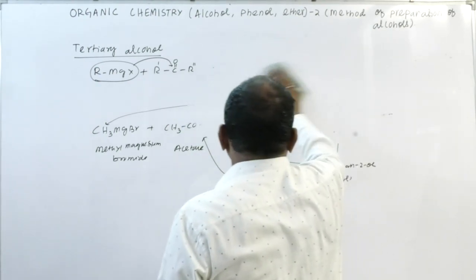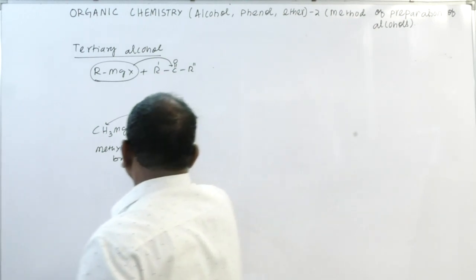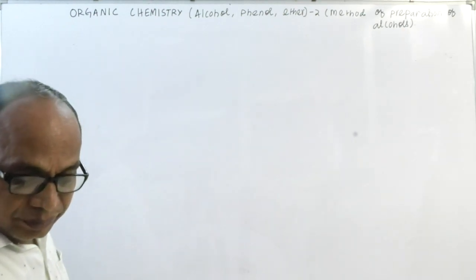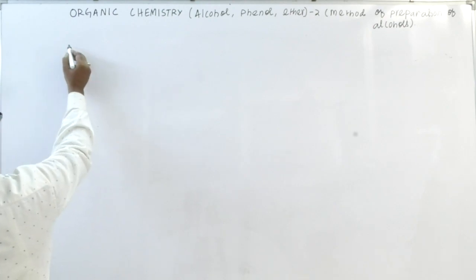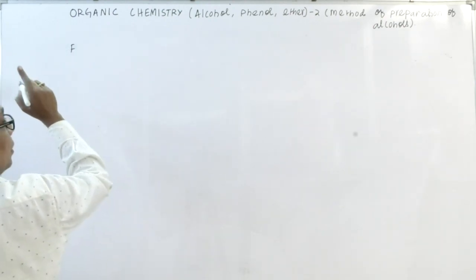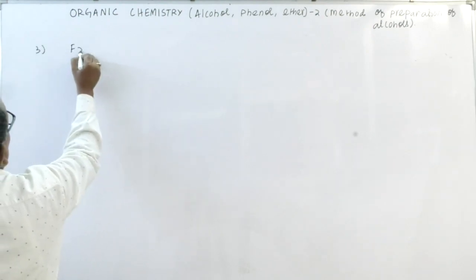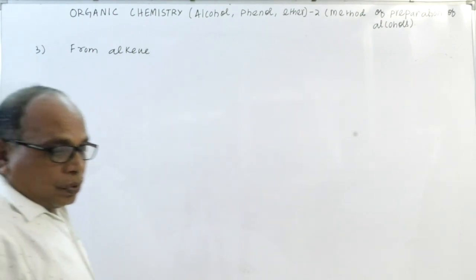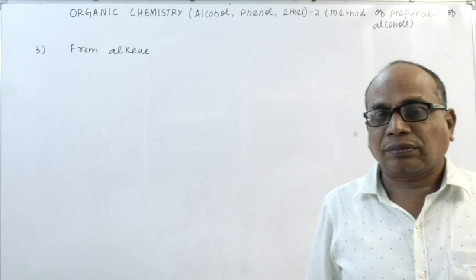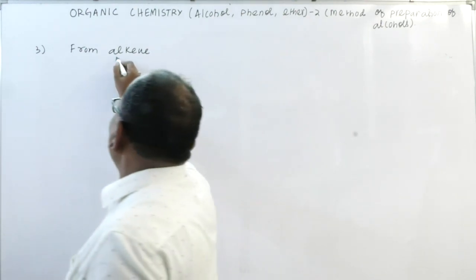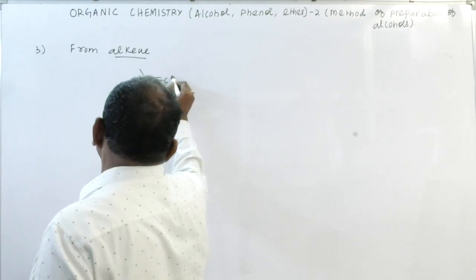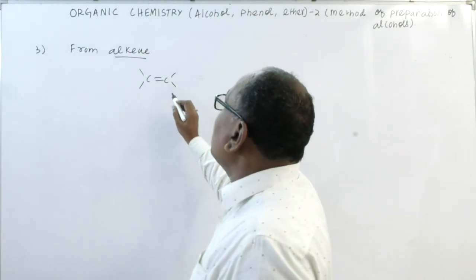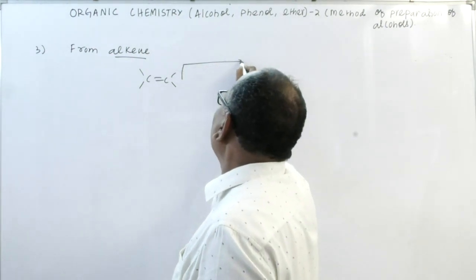Next, you come to preparation of alcohols from alkene. What is an alkene? Alkene means it contains a carbon-carbon double bond. The alkene can be converted into alcohol in 3 different ways.